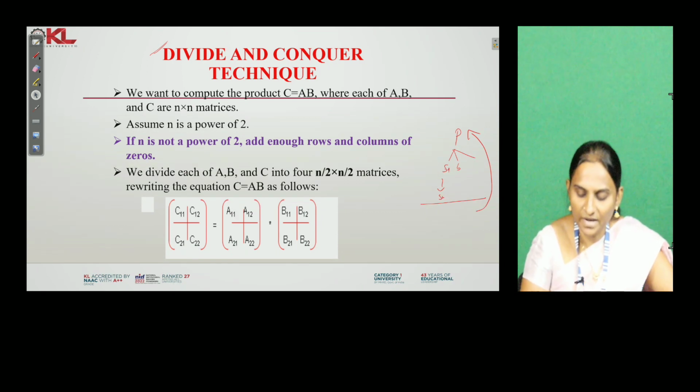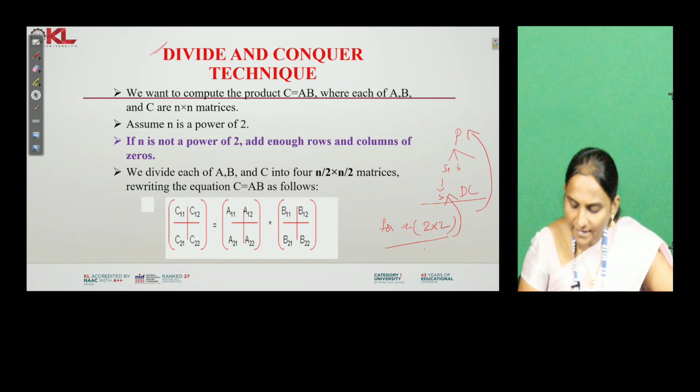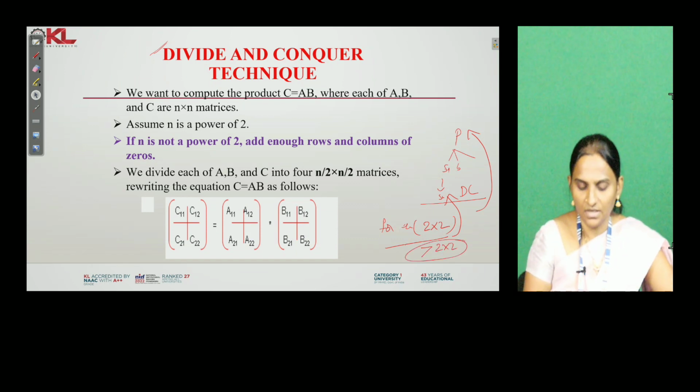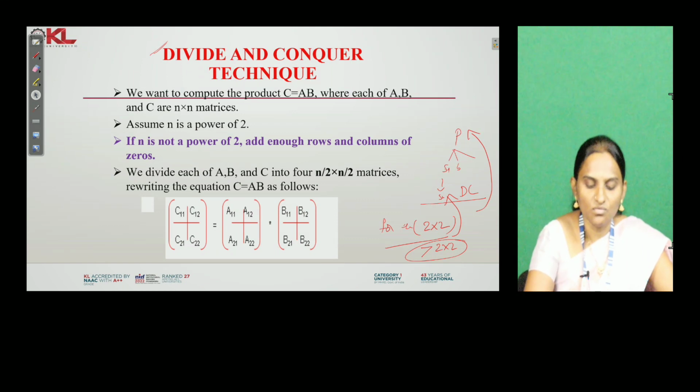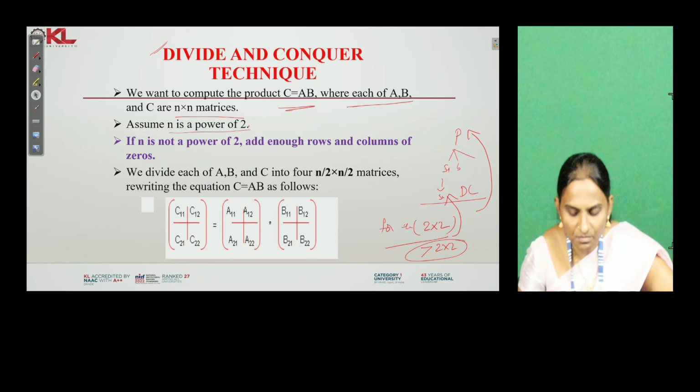So when we apply the divide and conquer strategy for matrices, if the matrix size is 2 by 2, then there is no need to apply the divide and conquer strategy. If the matrix size is greater than 2 by 2, then only we have to apply the divide and conquer strategy. So if you want to compute the product C equals AB, where each of A, B and C are n by n matrices, assume n is a power of 2.